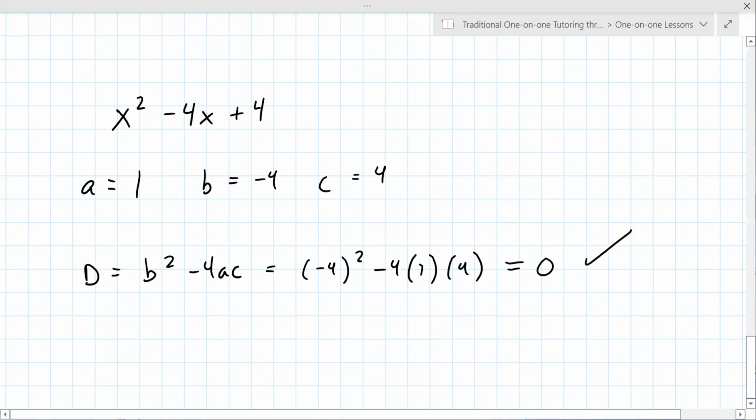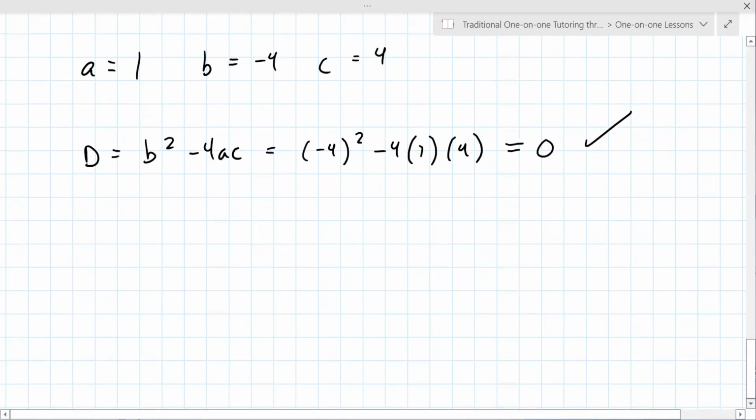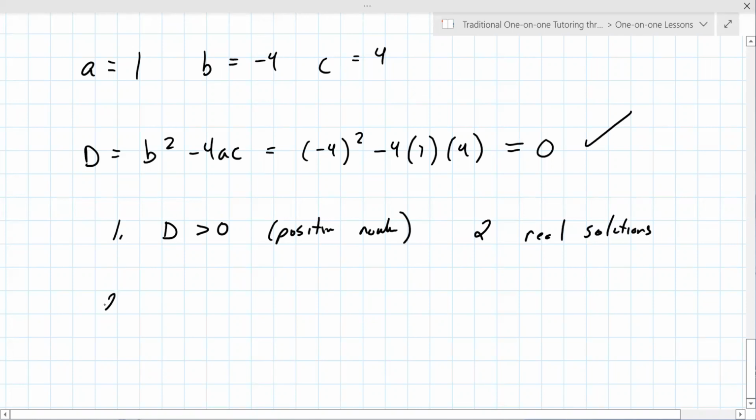Very good. Okay, so there are 3 possibilities when it comes to discriminant, and this would be worth writing down. The first is that the discriminant is greater than 0. It's some sort of a positive number. And in this case, there are 2 real solutions. The second is when the discriminant equals 0. Okay, so it's literally 0. This means there is 1 repeated real solution.